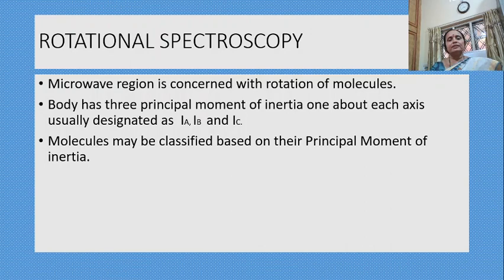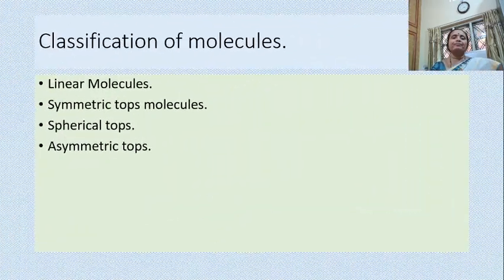A body has three principal moments of inertia, one about each axis, usually designated as IA, IB and IC. Molecules may be classified based on their principal moments of inertia.